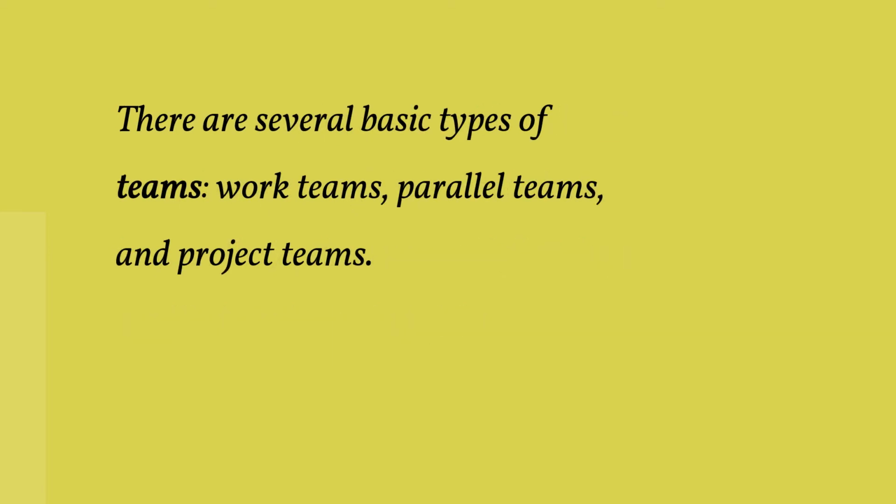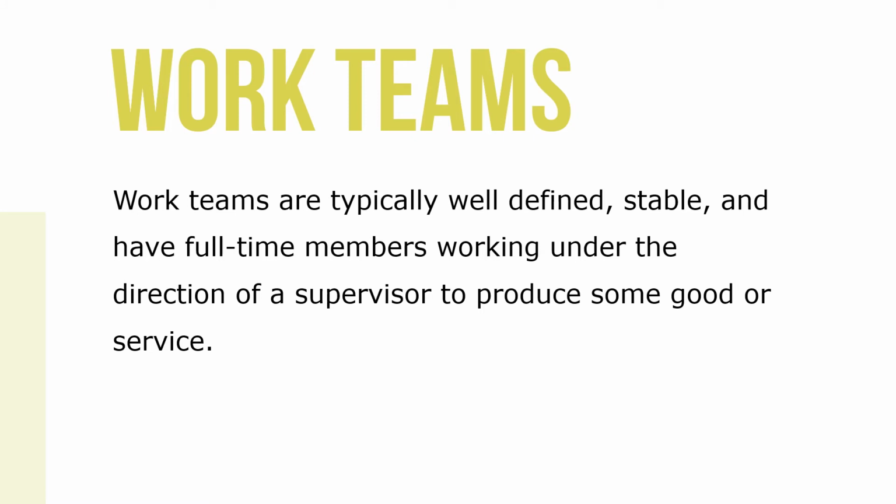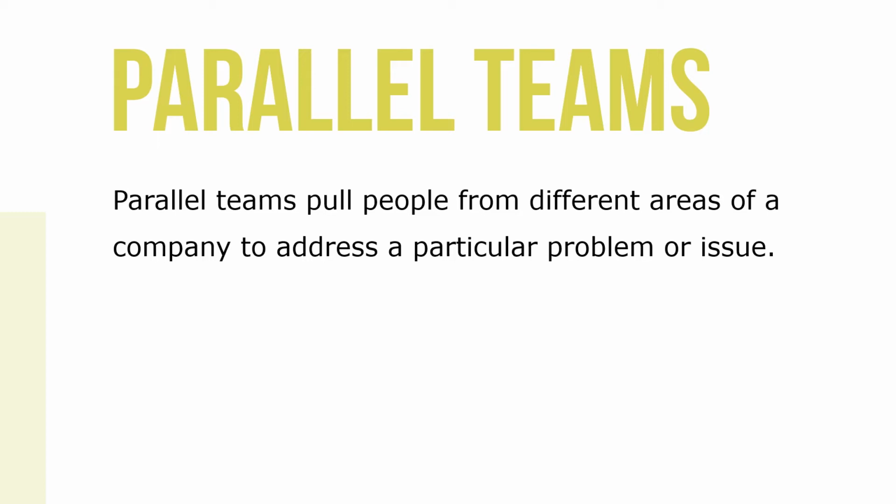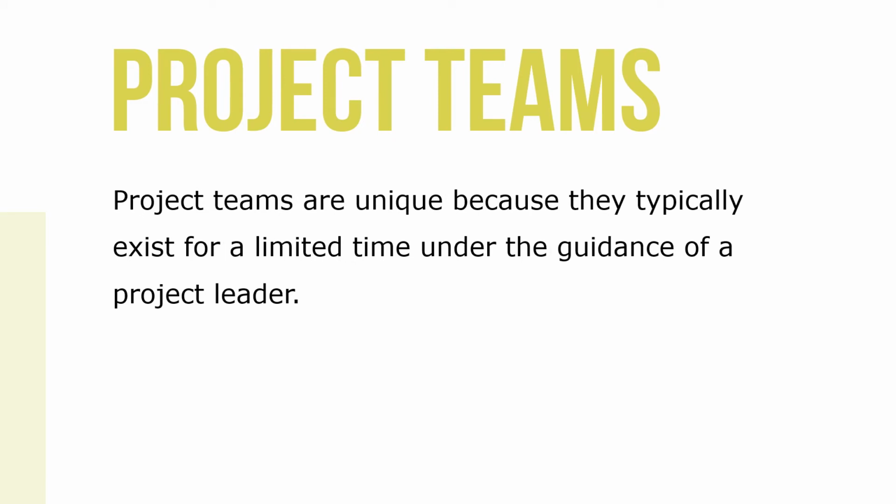There are several basic types of teams: work teams, parallel teams, and project teams. Work teams are typically well-defined, stable, and have full-time members working under the direction of a supervisor to produce some good or service. Parallel teams pull people from different areas of a company to address a particular problem or issue. Parallel teams include quality circles and problem-solving teams. One distinction of parallel teams is that members retain their formal positions in their own departments while working on the team. These teams exist in parallel to the existing organizational structure. Project teams are unique because they typically exist for a limited time under the guidance of a project leader. Often, project team members disband once they accomplish a particular objective, such as the design of a new process or product.